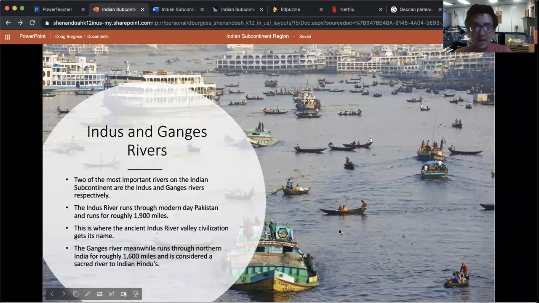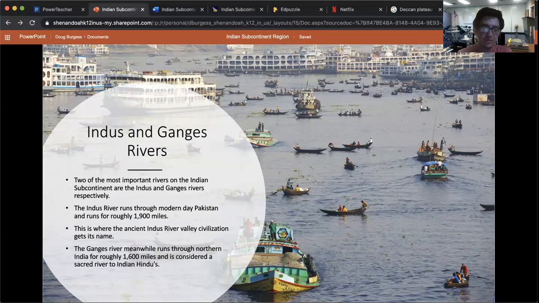The picture you see behind you is the Ganges River, and that runs through northern India and runs for roughly 1,600 miles and is considered a sacred river to the Indian Hindus.